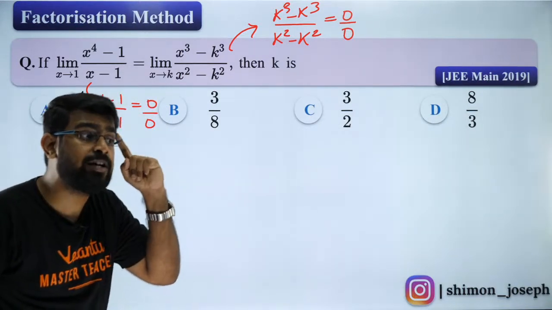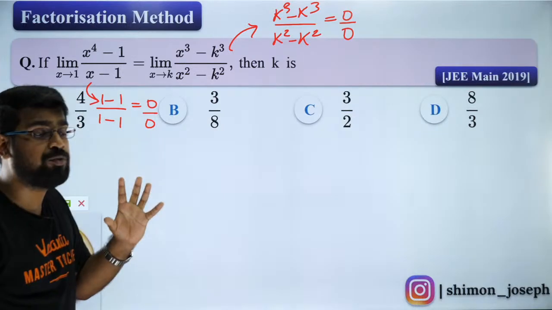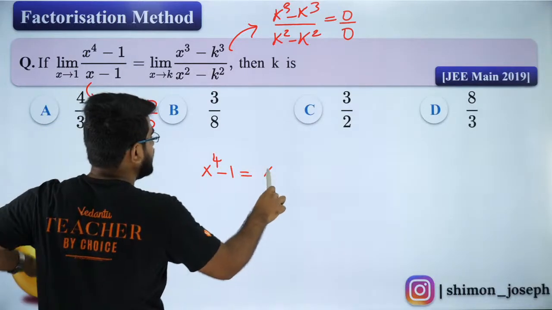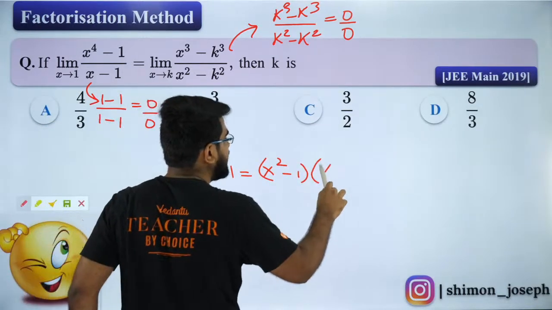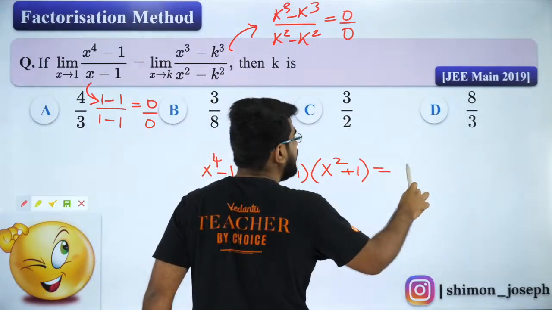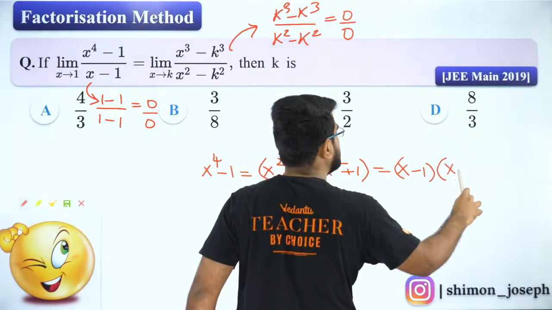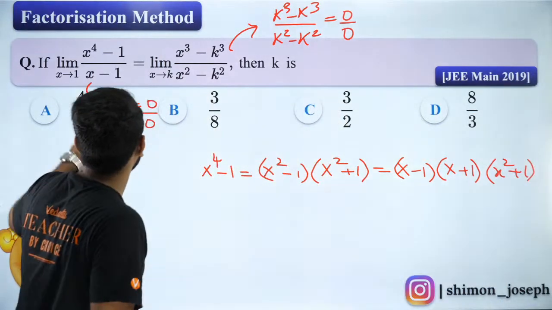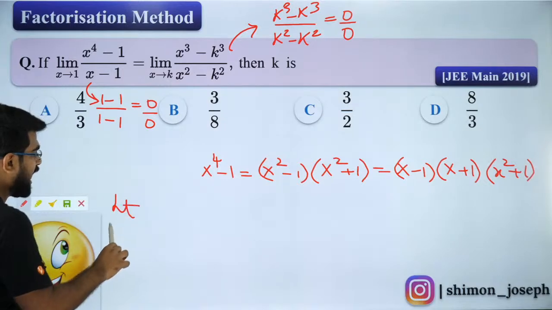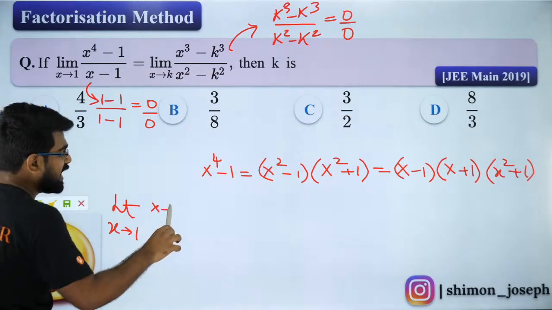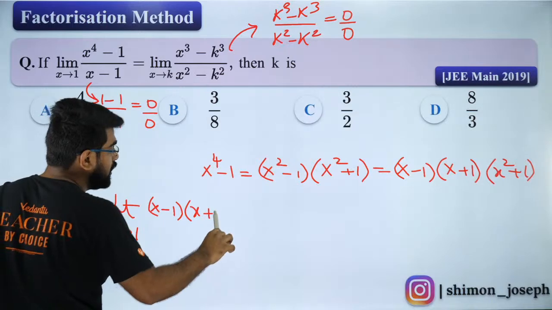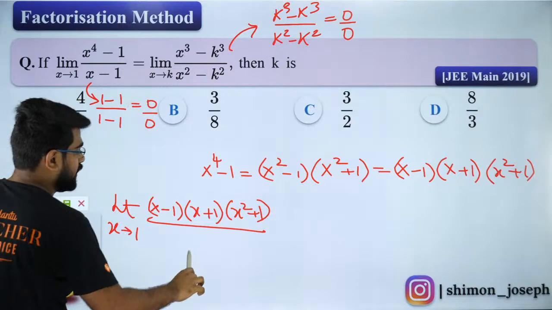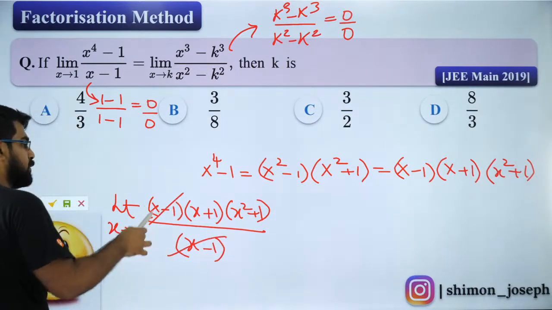That is when it strikes me that I need to use my method of factorization, because x to the power 4 minus 1, I can write as x square minus 1 into x square plus 1, which can further be factorized as x minus 1 into x plus 1 into x square plus 1. Is that right, my dear children? So I can write my left hand side as limit x tending to 1 of x minus 1 into x plus 1 into x square plus 1 divided by x minus 1. So I will cancel out x minus 1, x minus 1.